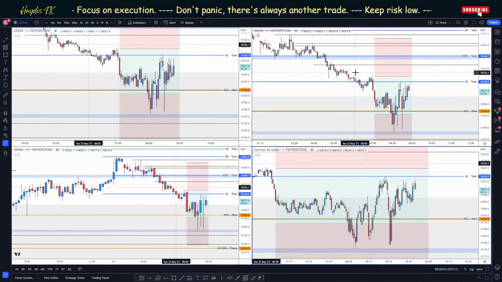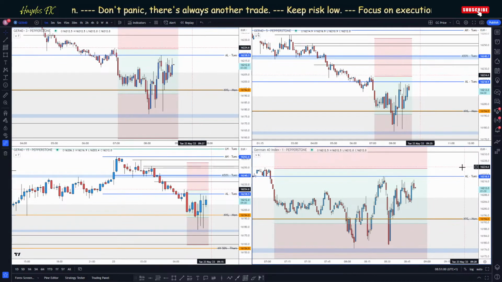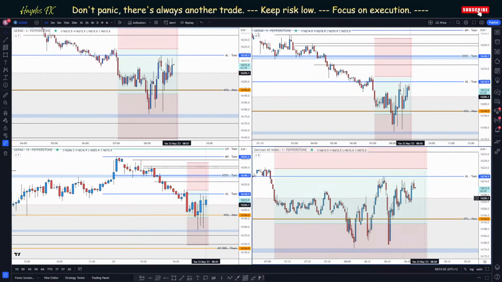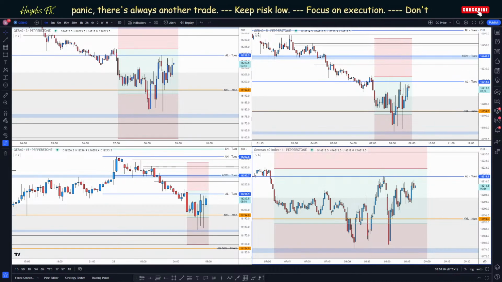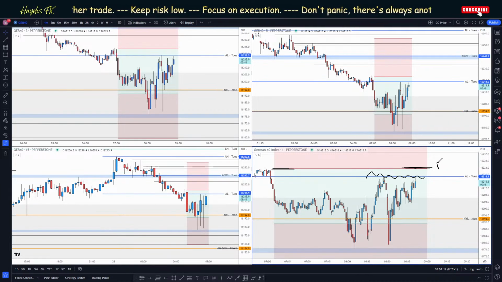Oh, sorry, that's that one. Okay, just being patient, waiting for it to come to my level, because this is going to be very tempting for people to get caught in at this area, especially this high. This is the open of Frankfurt.